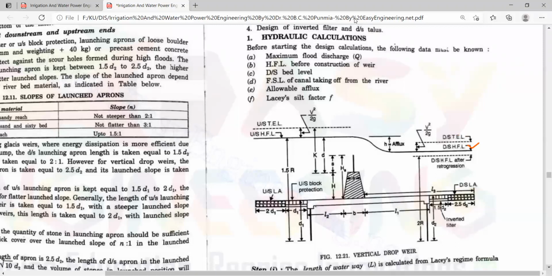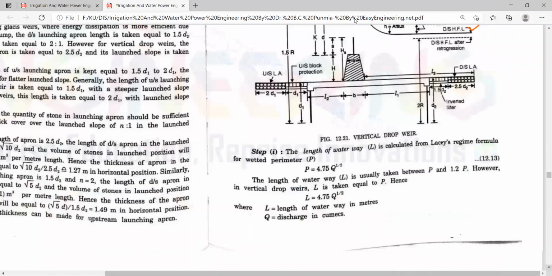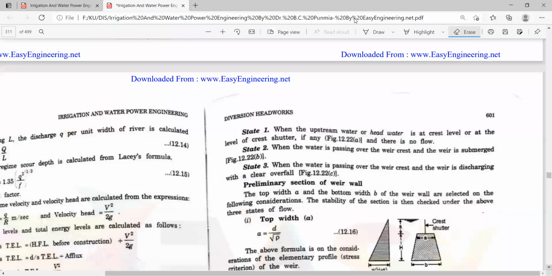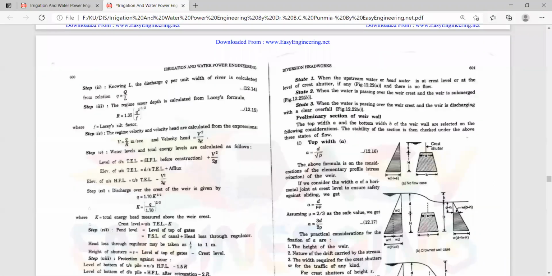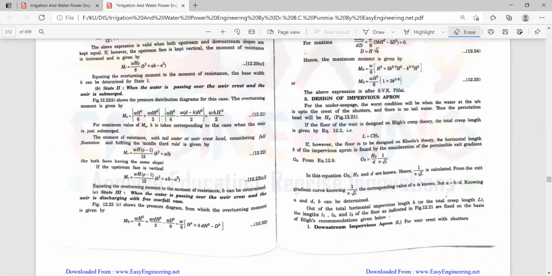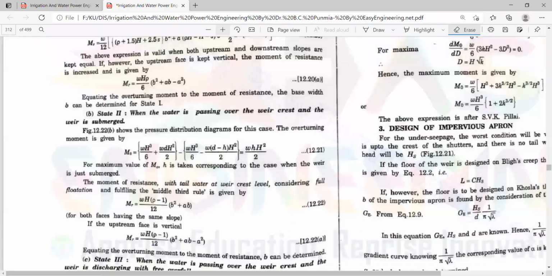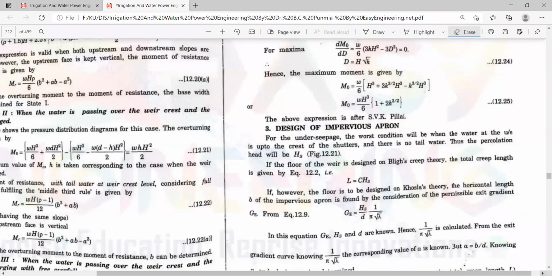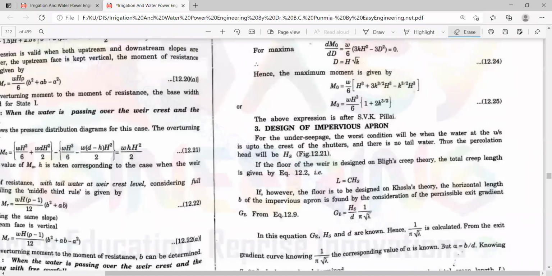Okay, right. So we'll move to the design of the impervious off-run portion. Yeah, this is the design of impervious off-run. I'll show you some formulas before going to the design of impervious off-run. So this is the design of impervious off-run content.